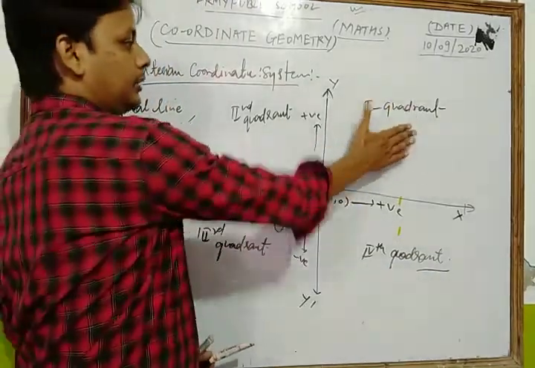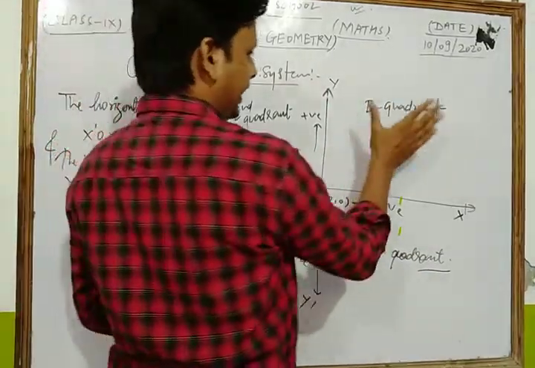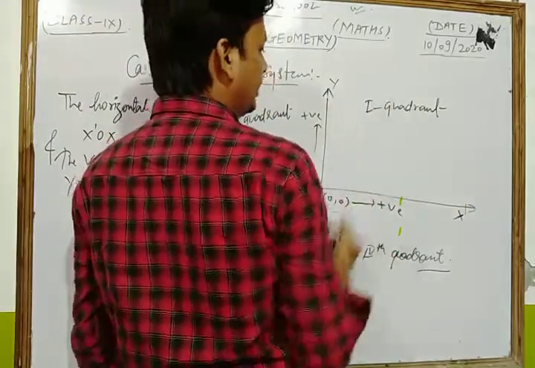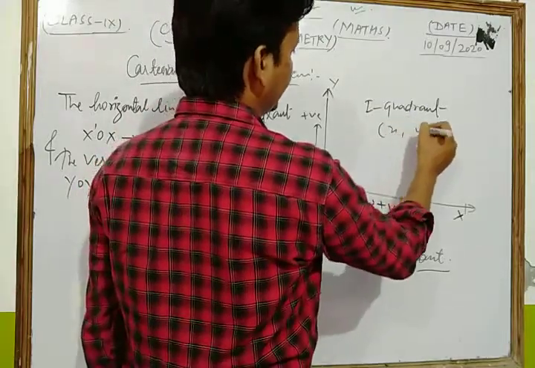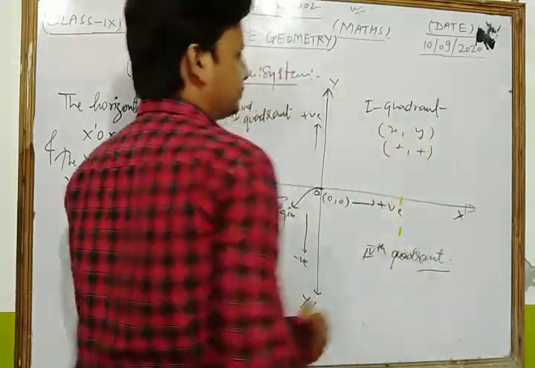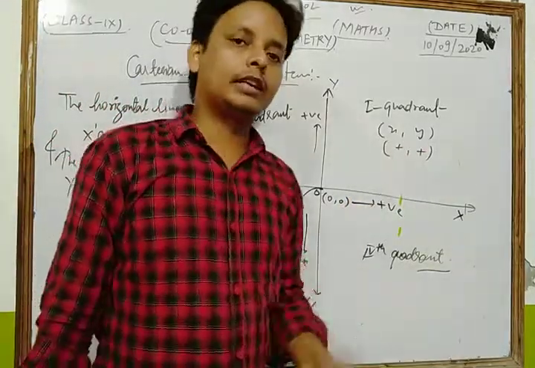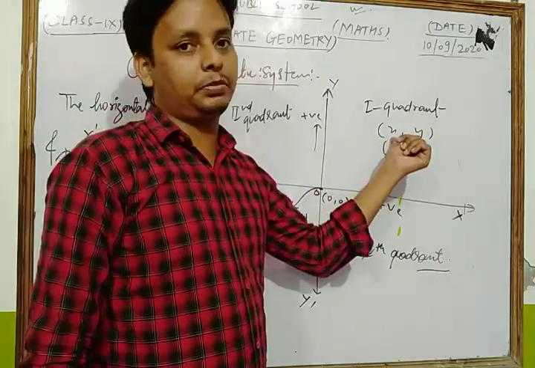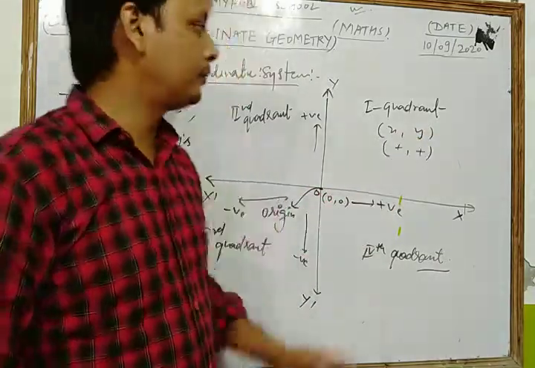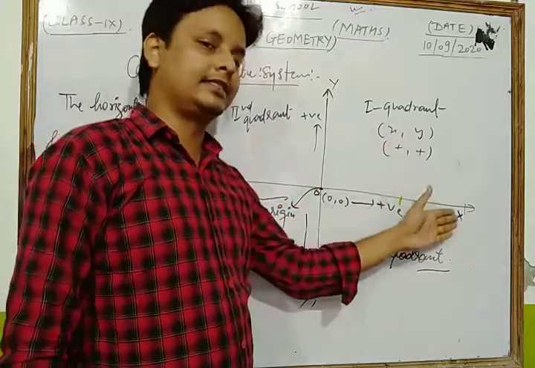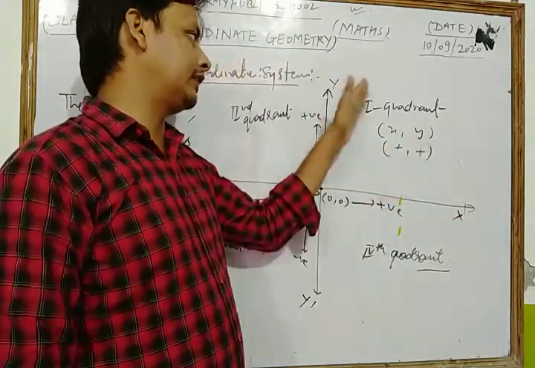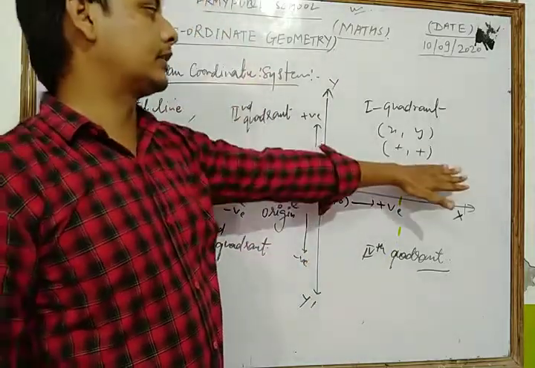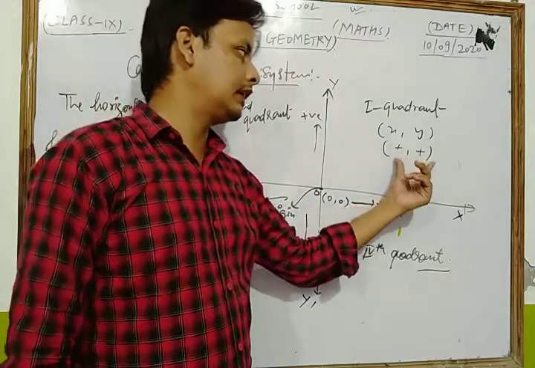Dear students, let's see the first quadrant. In that quadrant, this is the positive direction of x and this is the positive direction of y. So in that quadrant, both x and y are positive. Any coordinate is always written in the form of an ordered pair (x, y). Here x is called the abscissa and y is known as the ordinate. All points of x lie on the x axis, and all ordinate points lie on the y axis.